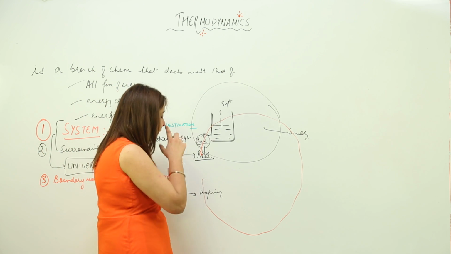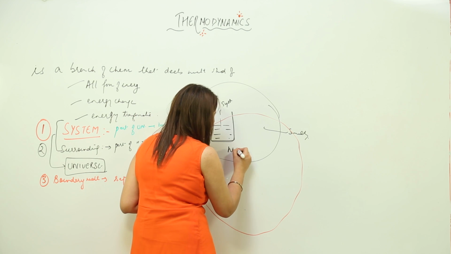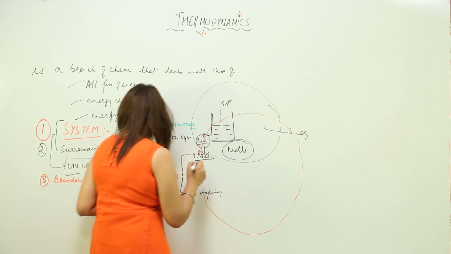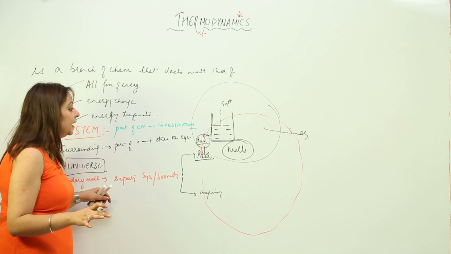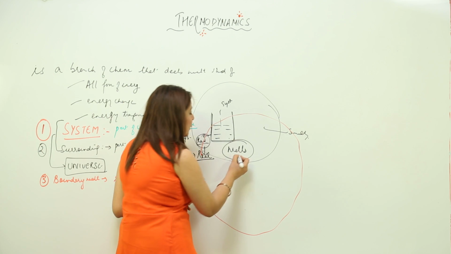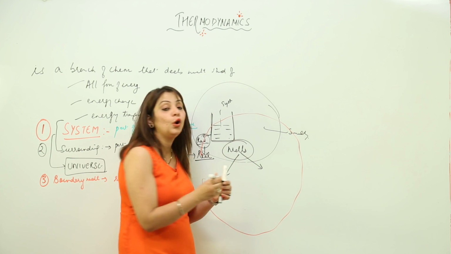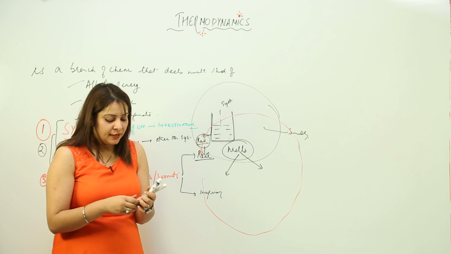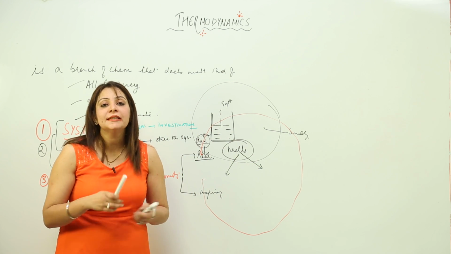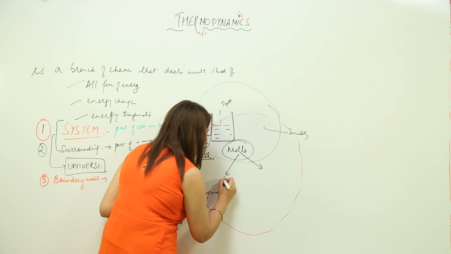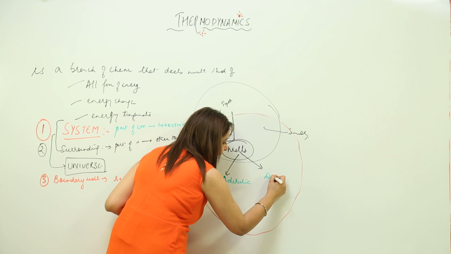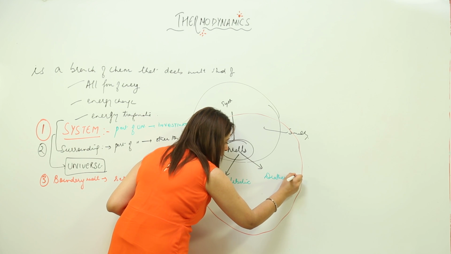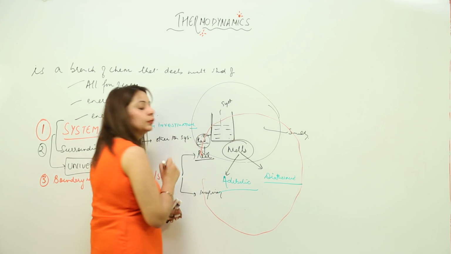Now when we talk about walls, as I told, boundary wall, the boundary is clear: it can be real or it can be imaginary. But when I talk about the wall, we generally have two types of walls separating system and surrounding. One is the adiabatic wall and the other is the diathermic wall.